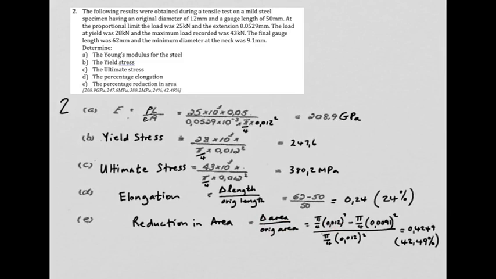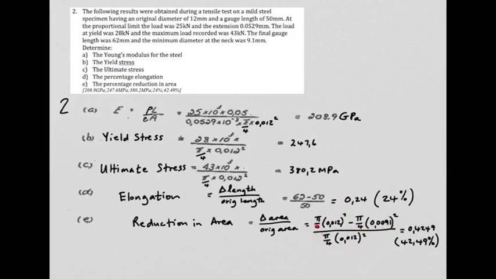Here we go. Right at the end, the diameter had necked down to 9.1 millimeters. However, the specimen had started at 12 millimeters. Okay, so the change was original area minus final area. So that would be the change, the difference between those two.